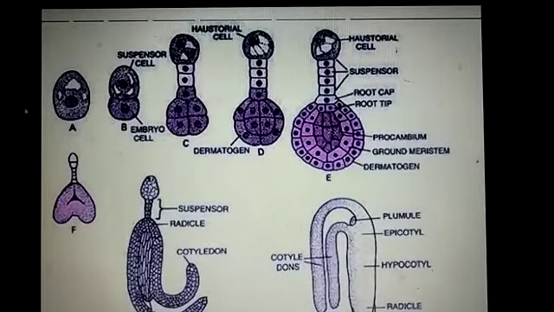Student, we all know that the zygote is diploid and a single cell. The first division is a mitotic division, in which two daughter cells are formed, and this division is a transverse and unequal division. Why am I saying unequal? Because one cell is larger than the other. The larger cell is the suspensor cell and the smaller cell is the embryo cell.